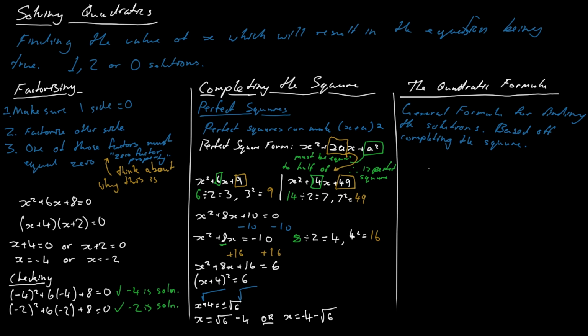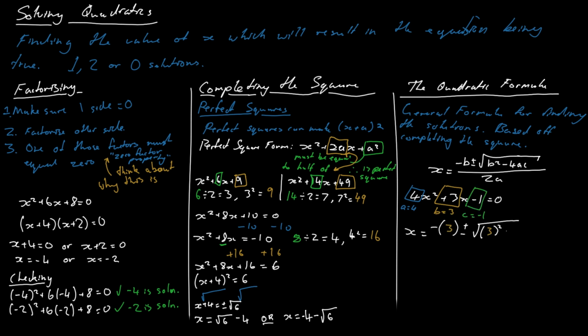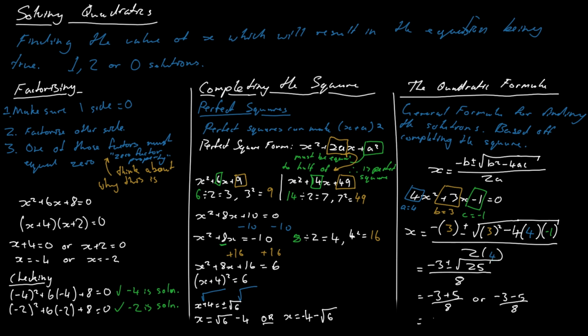So the formula is x is equal to negative b plus or minus the square root of b squared minus 4ac all over 2a. And so for the quadratic equation of 4x squared plus 3x minus 1 equals 0, a is equal to 4, b is equal to 3, and c equals negative 1. So we just substitute these values into the quadratic equation, and we'll get the answer, which is 1/4 or negative 1.